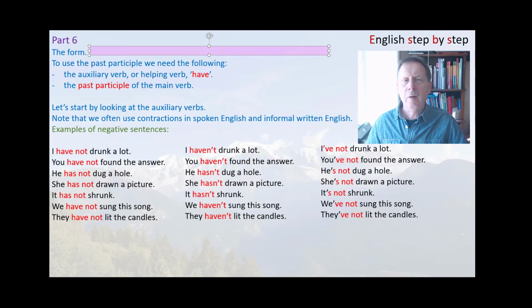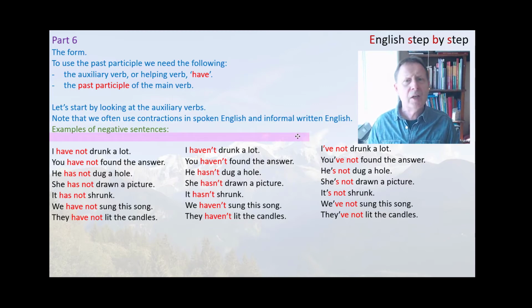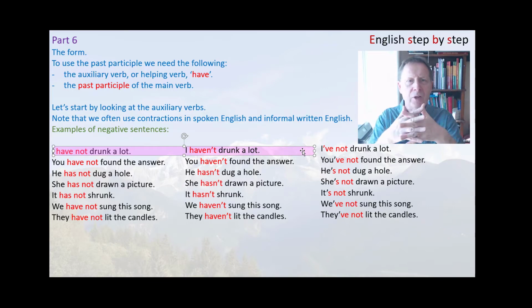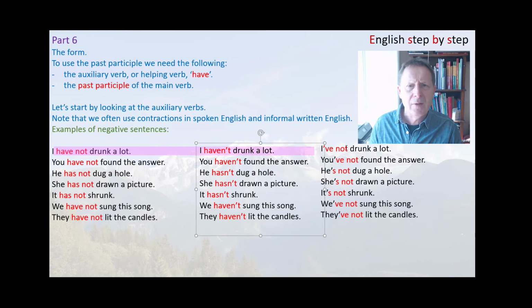So let's continue looking at the auxiliary verb structure, and in this case we'll look at the negatives, examples of negative sentences. For example, I have not drunk a lot. Now, the contraction can be made in two ways. You could say I haven't, in which case the contraction is have not, changing to haven't, or you could say I've not, in which case the I have changes to I've not.